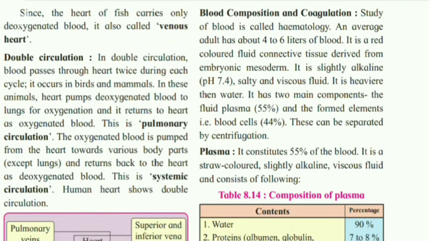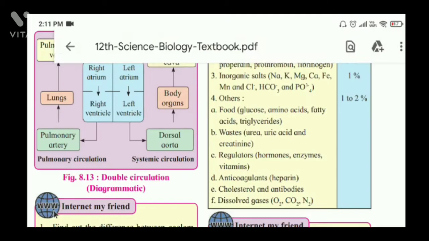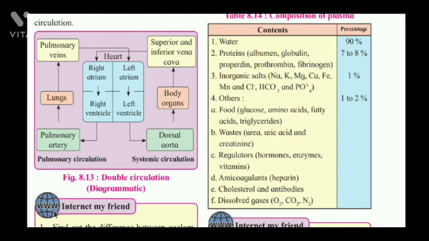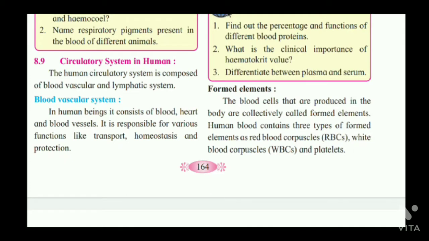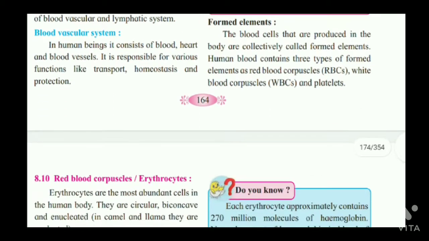Plasma. It constitutes 55% of the blood. It is a straw colored, slightly alkaline fluid. So we have water, that is 90%, protein 7 to 8%, inorganic salt 1%, other things like food, waste, regulators, anticoagulants, cholesterol and antibodies, dissolved gases 1 to 2%. Then we have formed elements. The blood cells that are produced in the body are collectively called formed elements. Human blood contains three types of formed elements: red blood corpuscles, RBCs, white blood corpuscles, WBCs, and platelets.